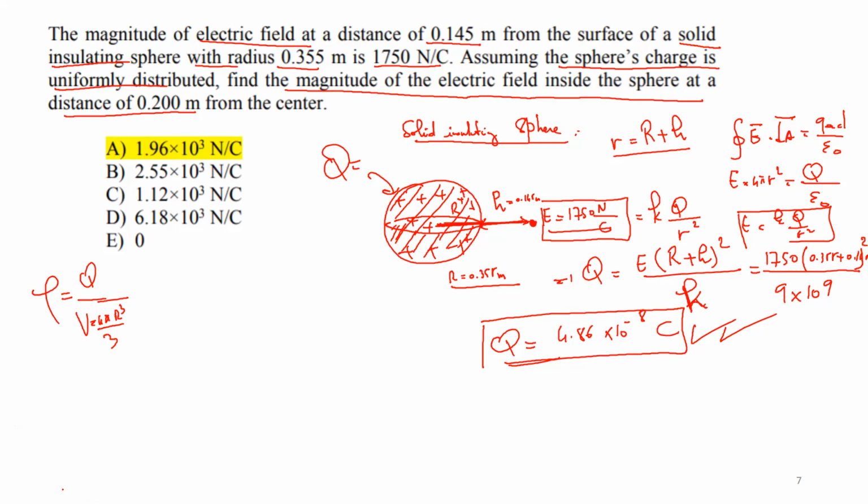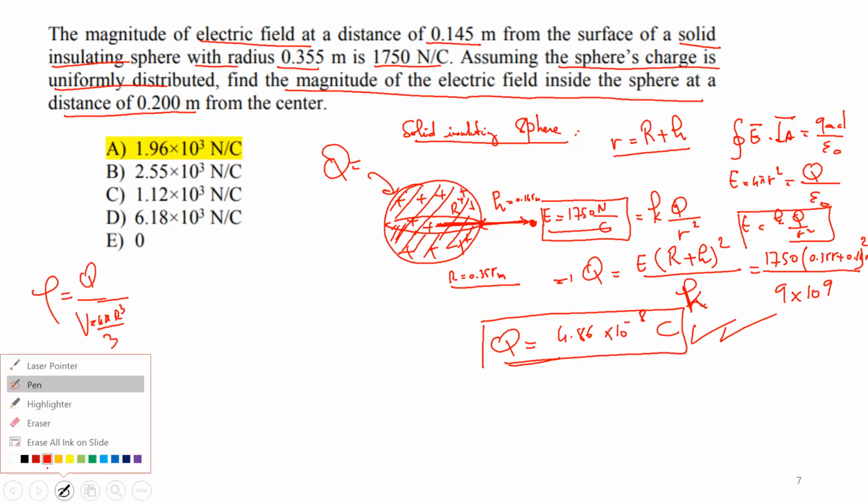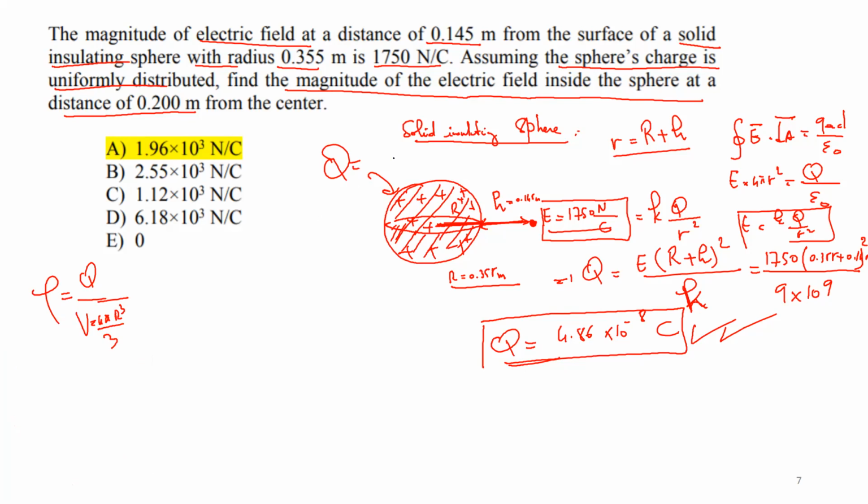Now, let's see the question. The question is telling me to find the electric field inside this sphere at a distance 0.2 from the center. So if I'm here, at this distance, 0.2, what is the electric field inside? We already demonstrated this in class, by the way. The electric field inside an insulating sphere is Q divided by 4 pi epsilon naught R cubed, multiplied by r.